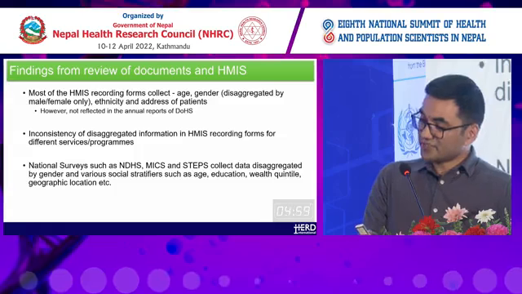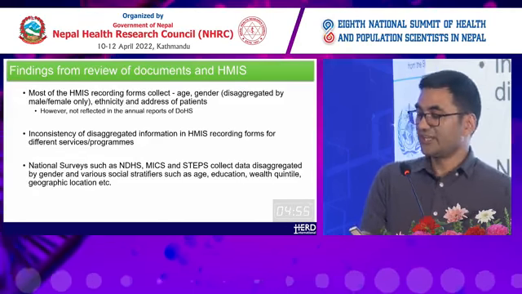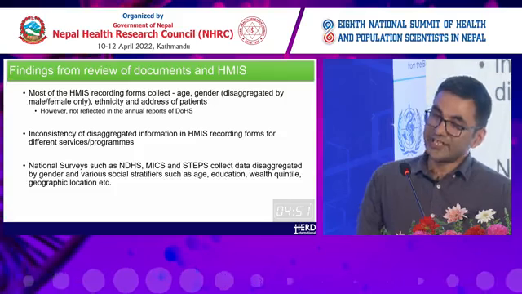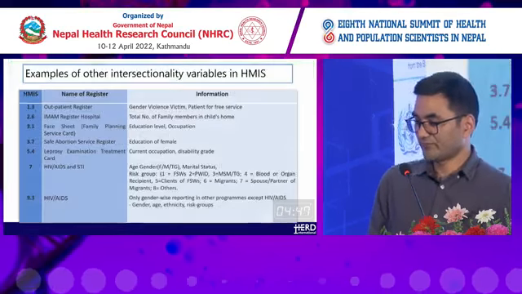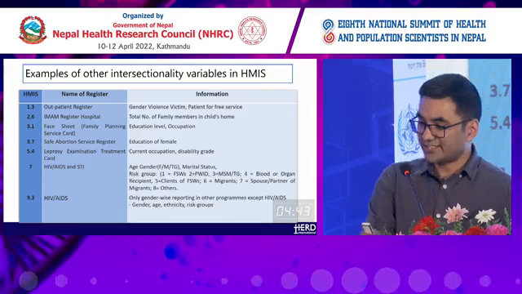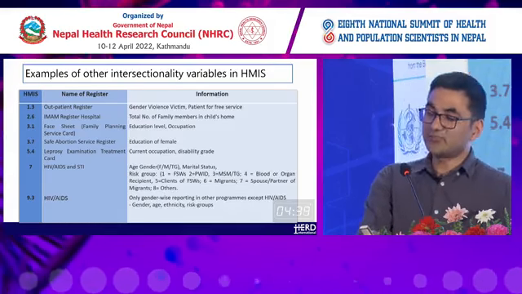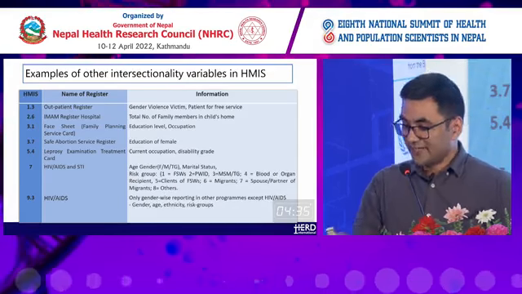And the national surveys such as NDHS, MICS, and STEPS survey collect data disaggregated by gender and social stratifiers such as age, education, wealth quintile, and geographical location, and they also present the data by the social stratifier. So this is an example of an intersectional variable that is included in HMIS. This is the HMIS number, this is the name of the register, and this is the information that is collected from the different registers of HMIS.